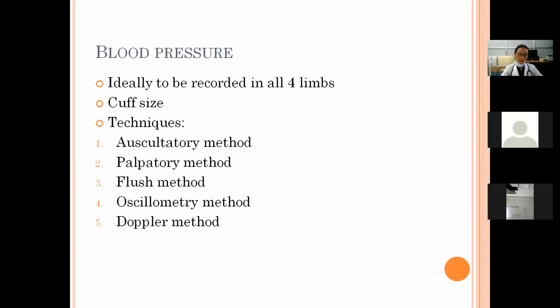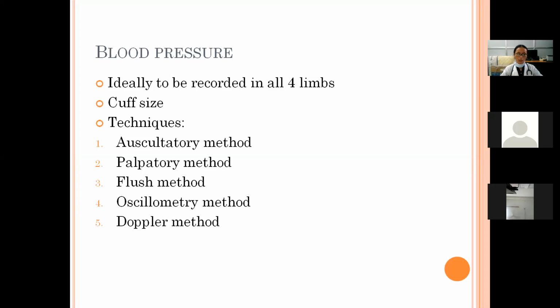So in the auscultatory method, first of all, you have to know the child's blood pressure, which again varies according to the age of the child. So for that particular age, you have to know the normal blood pressure, and you have to inflate the cuff of the sphygmomanometer 20 to 30 millimeter mercury above the expected systolic blood pressure of the child. Then you slowly release the sphygmomanometer pressure, and you listen to the Korotkov sounds.